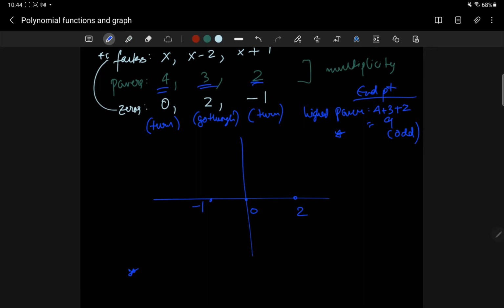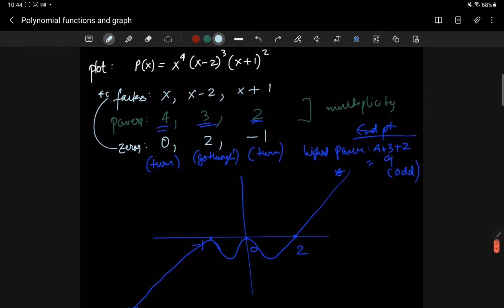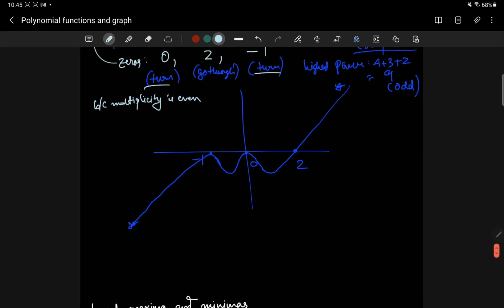So at negative 1, it turns. So I come in here, I turn. But I have to go back to 0. And then at 0, I turn again, and I have to turn to get to 2, but from 2 I go through. So instead of having a shape like that, I have a shape that turns 2 times because the multiplicity is even. So that helps us determine how it happens.